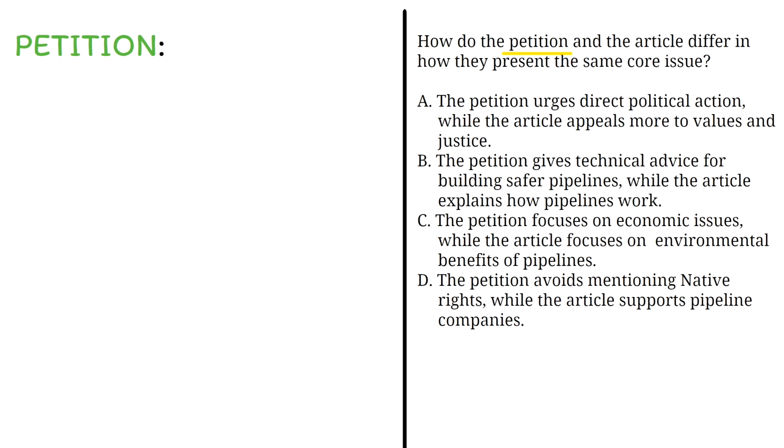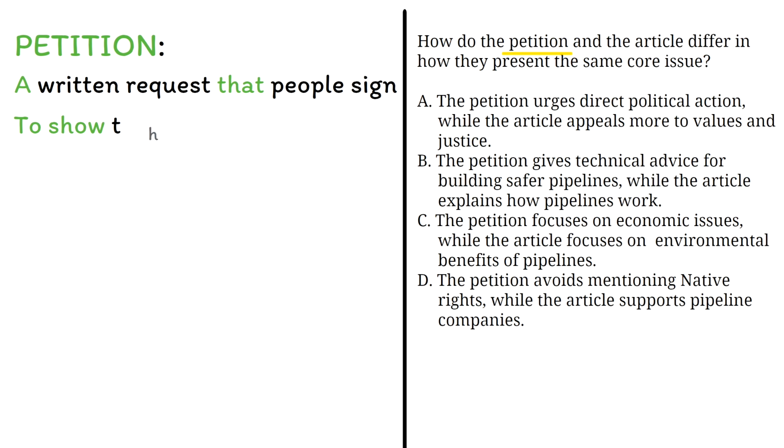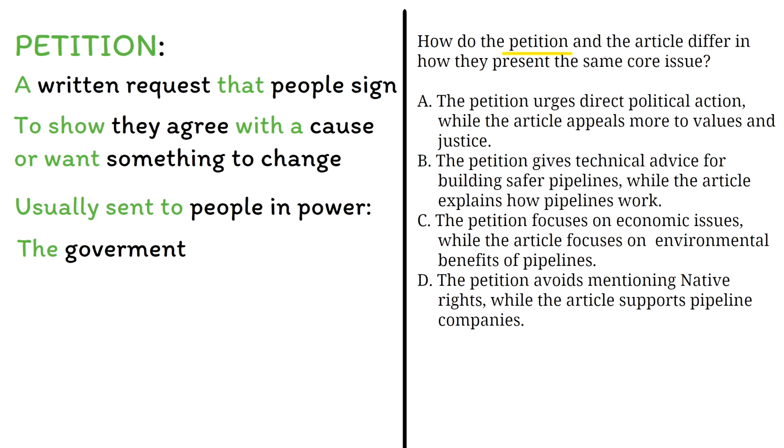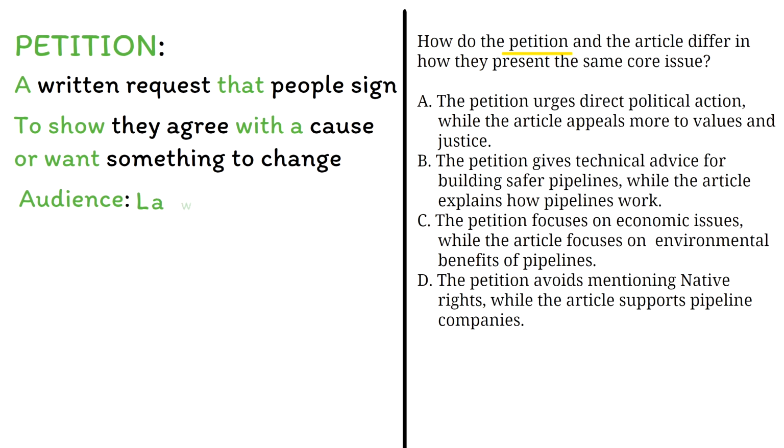Let's start with a petition. A petition is a written request that people sign to show they agree with a cause or want something to change. A petition is usually sent to people in power, like the government or an organization, to ask them to take action. Its audience usually includes lawmakers, leaders, and the general public.